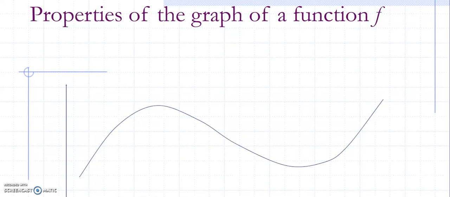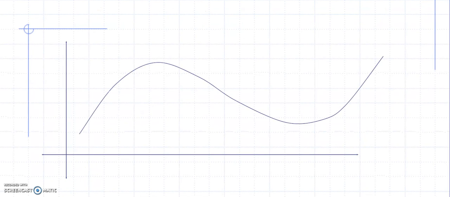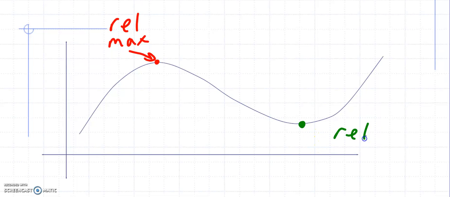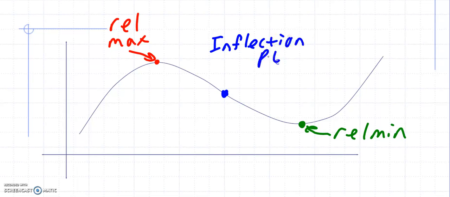So let's just talk about some properties of graphs real quick. I'm going to sum up all of the terms that we've talked about so far. So we have something like this, which we would call a relative maximum right there. Something over here we would call a relative minimum. The inflection point would be somewhere around here. So that's where concavity changed.